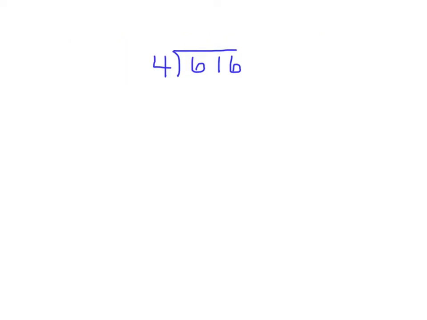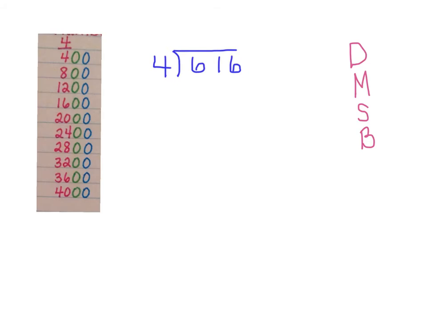Okay, here's our first situation. We have 616 divided by 4. Remember, 616 is our dividend, and 4 is our divisor. So we're going to be using the traditional algorithm. However, I always think that it is helpful to have my list of friendly numbers off to the side, just to keep those fresh in my mind. Okay, I've also written my letters over here for dirty monkeys smell bad to help me remember my process.